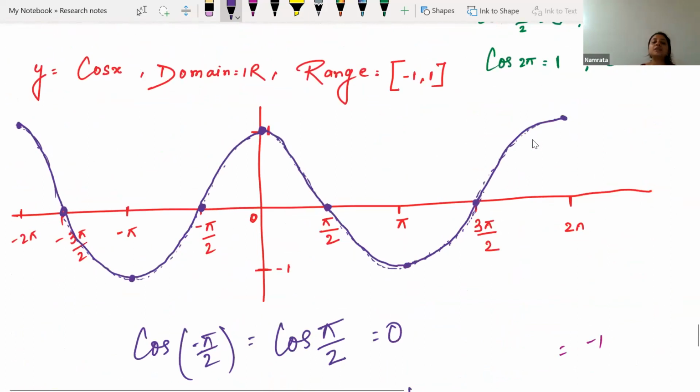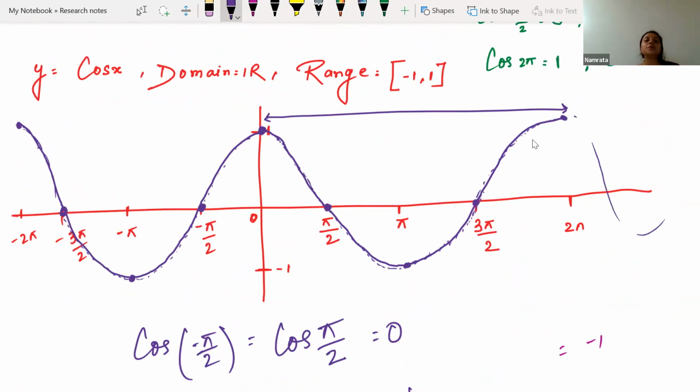Here, one complete cycle is this one, from here to here. This is one complete cycle, 0 to 2 pi. After 2 pi, again there will be a cycle like this only. The same graph will be repeating itself. On that side also, after minus 2 pi, if you go ahead, the same graph is going to repeat itself. So this is how we got the graph of cos x.